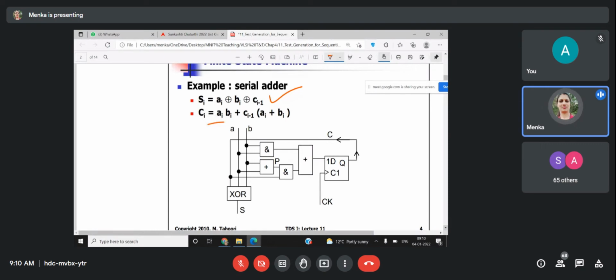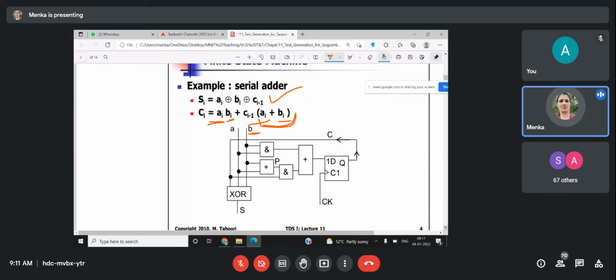For the carry, what is the logic? Whenever any two bits are 1 1, then the output of carry is 1. So Ai Bi plus Ci-1 Ai plus Ci-1 Bi. And you can convert it this way also: Ai plus Bi into Ci-1. So if you convert it into a logical block diagram, it will look like this.